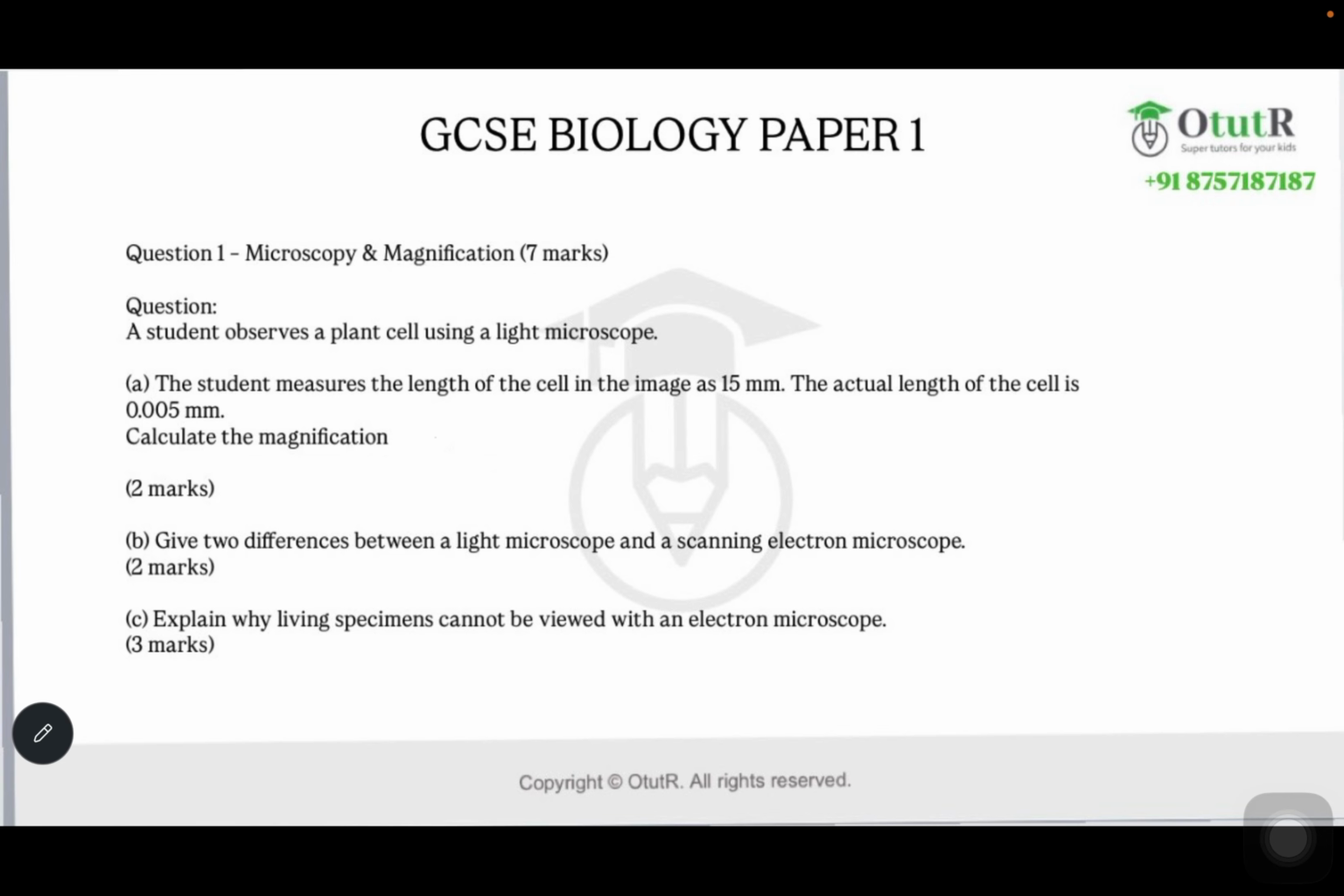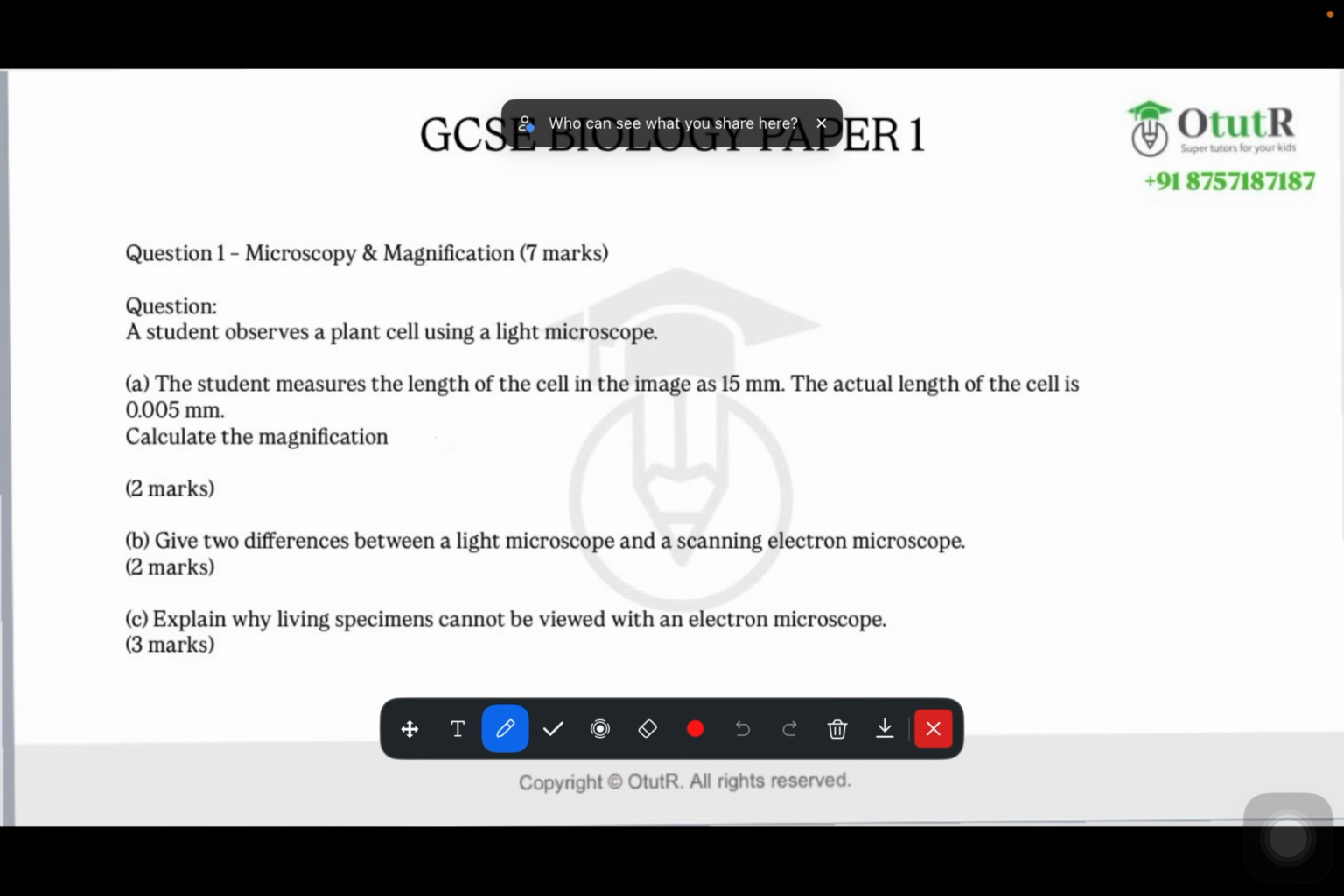Question 1. A student observes a plant cell using a light microscope. The student measures the length of the cell in the image as 15 mm and the actual length of the cell is 0.005 mm. We have to calculate the magnification. So let's see how we're gonna do it.